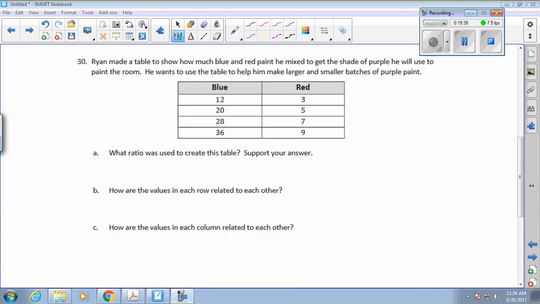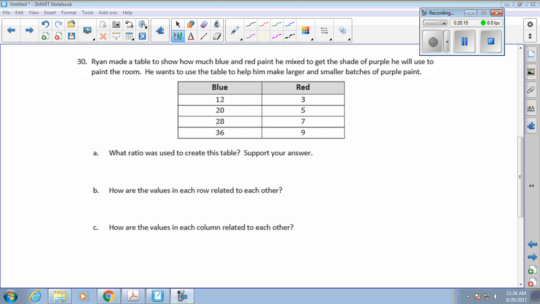Now we're on question 30. It says Ryan made a table to show how much blue and red paint he mixed to get the shade of purple he will use to paint his room. He wants to use the table to help... 36, and red 9. So who can tell me what the simplified ratio is there? What is that whole entire table based off of?